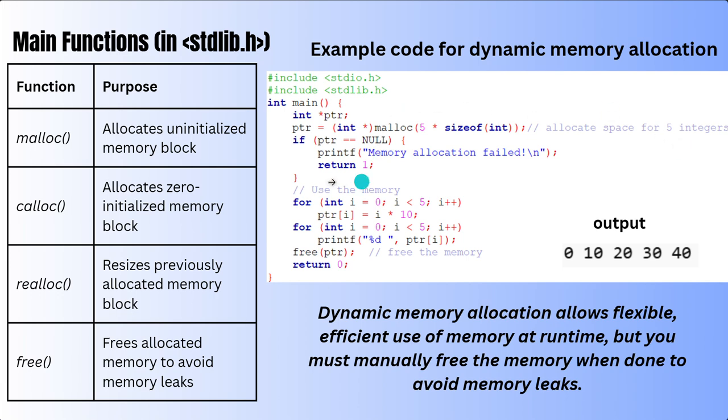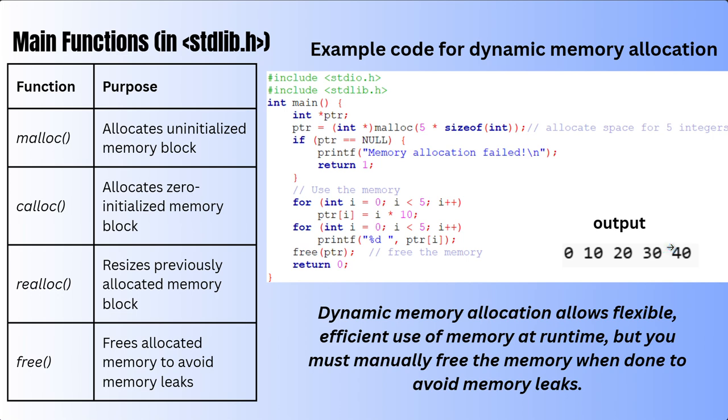Okay, if ptr equals NULL, we are checking whether the pointer is null or not, then the memory allocation failed, return 1. Okay, now we have to use the memory. For int i equals 0, i less than 5, i plus plus, ptr[i] equals i times 10, and then in another loop, again i equals 0, i less than 5, i plus plus, we are printing it. This is the use of memory, and this is for the printing. And after the printing is done, we need to free ptr, otherwise it will cause junk and garbage and we cannot be using the heap memory again. Okay, so the output will be 0, 10, 20, 30, 40.